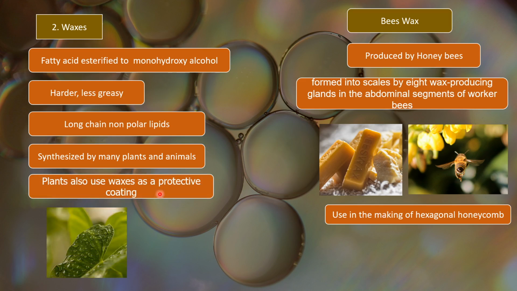Similarly, plants also use wax as a protective coating. Many times when we see leaves, they have water droplets over them, but the water does not seep inside. That happens because of the waxy coating present over the leaf, which is a protective covering so that the leaf remains protected from any kind of damage. So plants also have a waxy coating.